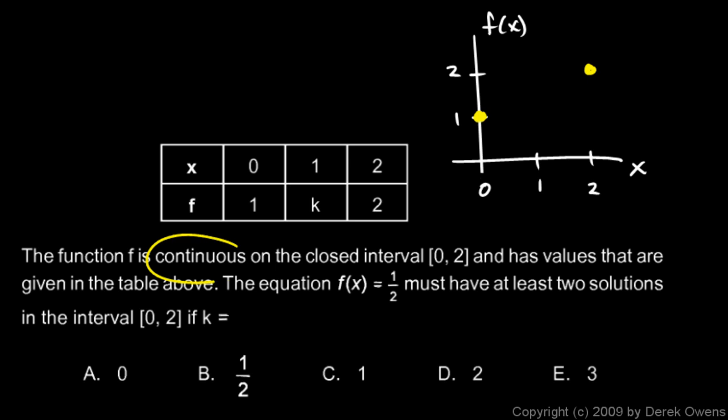Now note we're told the function is continuous, so it has to go from this point to that point in a smooth or continuous curve, so it might do something like this, or it might do something like this, or it might do something like this. We don't know, but we know it's continuous. It exists at every x value in between. We're only given a couple of x values and this mysterious k here.